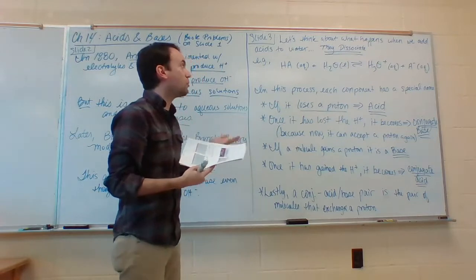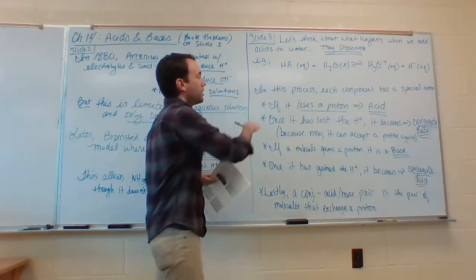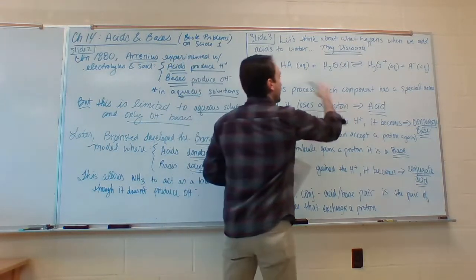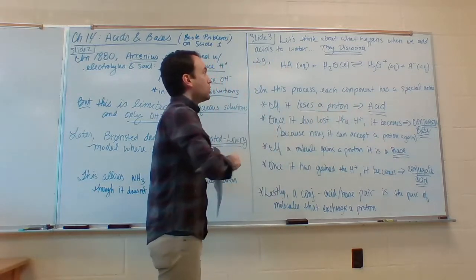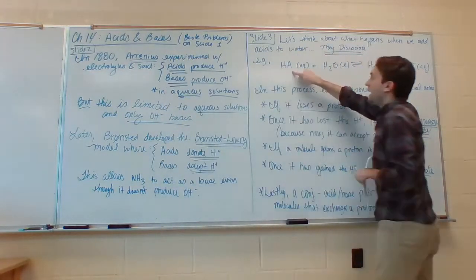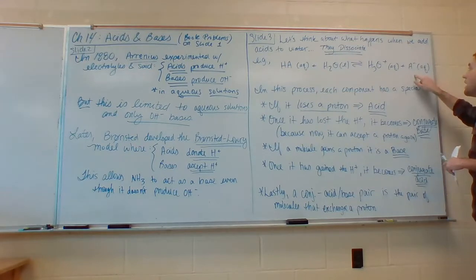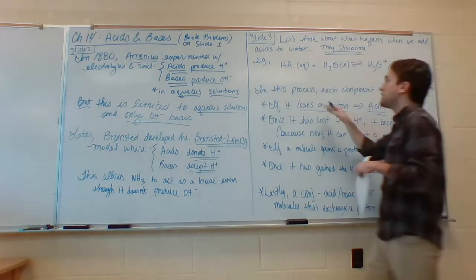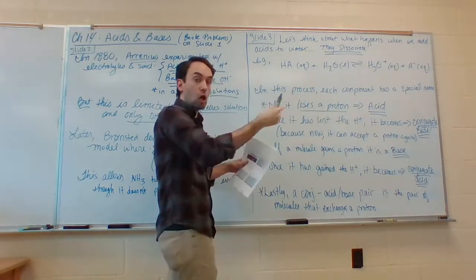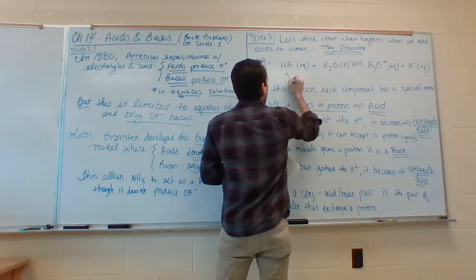So when we add an acid to water, each species is going to get a special name. If it loses a proton in this process, that makes it the acid. So if we look at this reaction, we notice that HA on the other side has lost a proton and becomes A minus. That means that because this species was the one that lost a proton, this is going to be our acid.